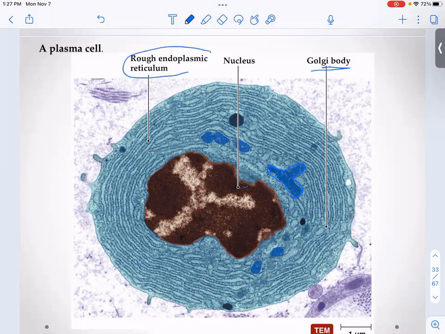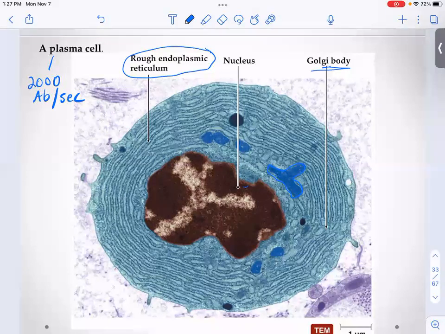But most of the cell here is taken up by rough endoplasmic reticulum. That makes sense because remember that's studded with ribosomes. So cells with a lot of rough ER are making proteins that are destined to be secreted outside of the cell. Plasma cells secrete about 2,000 antibodies per second. So they are really kicking out those proteins, those immunoglobulins.